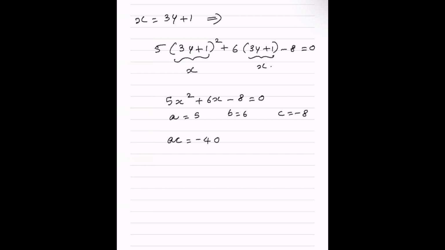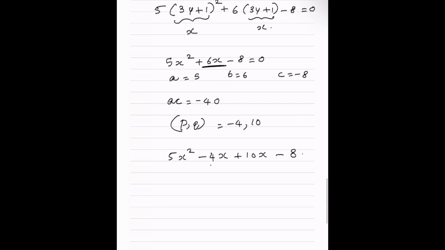Minus 4 and 10. That's correct. So P comma Q is going to be minus 4 and 10. So I will split it as 5x square minus 4x plus 10x minus 8. Basically, this 6x is what I am splitting like this. This is equal to 0. So I will write 5x square plus 10x in one group, minus 4x minus 8 in another group.